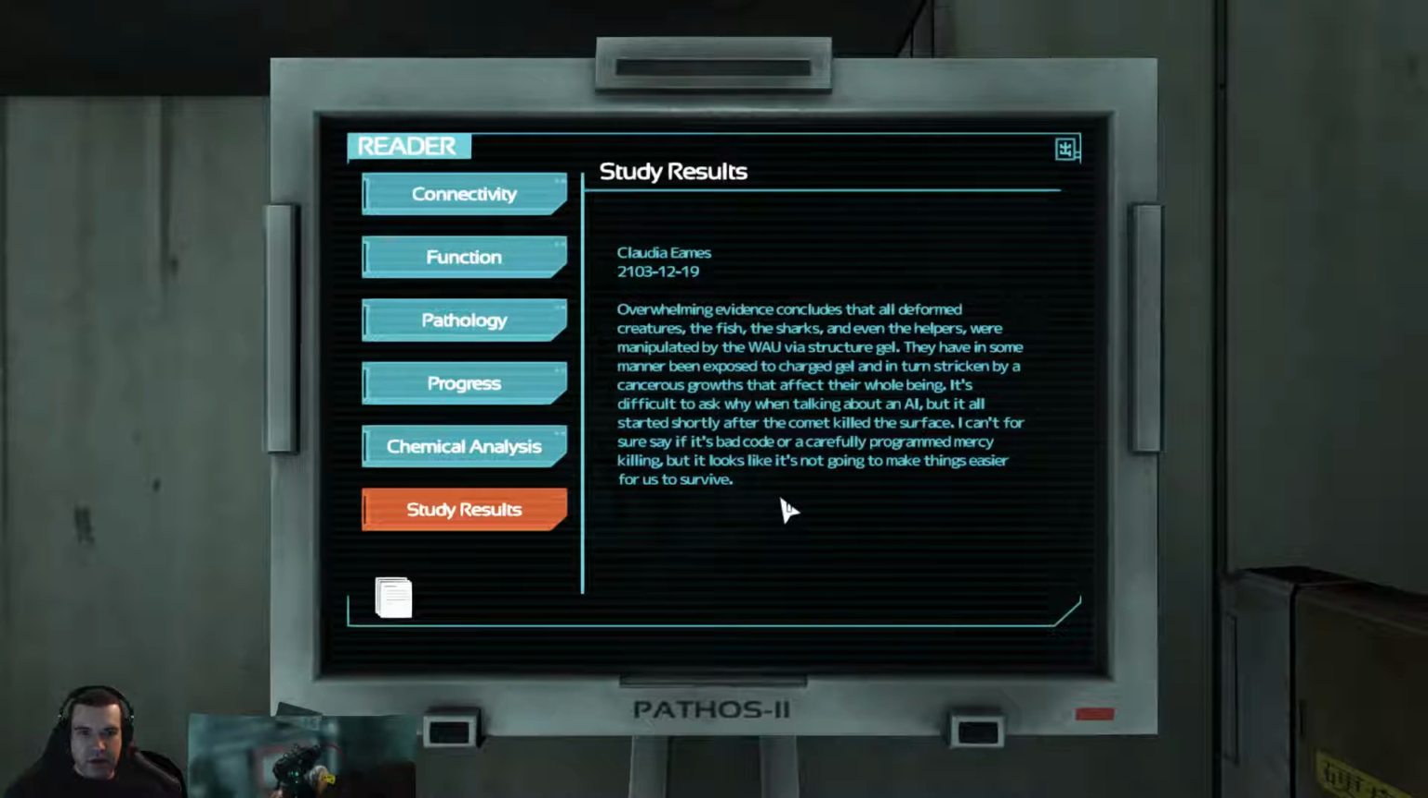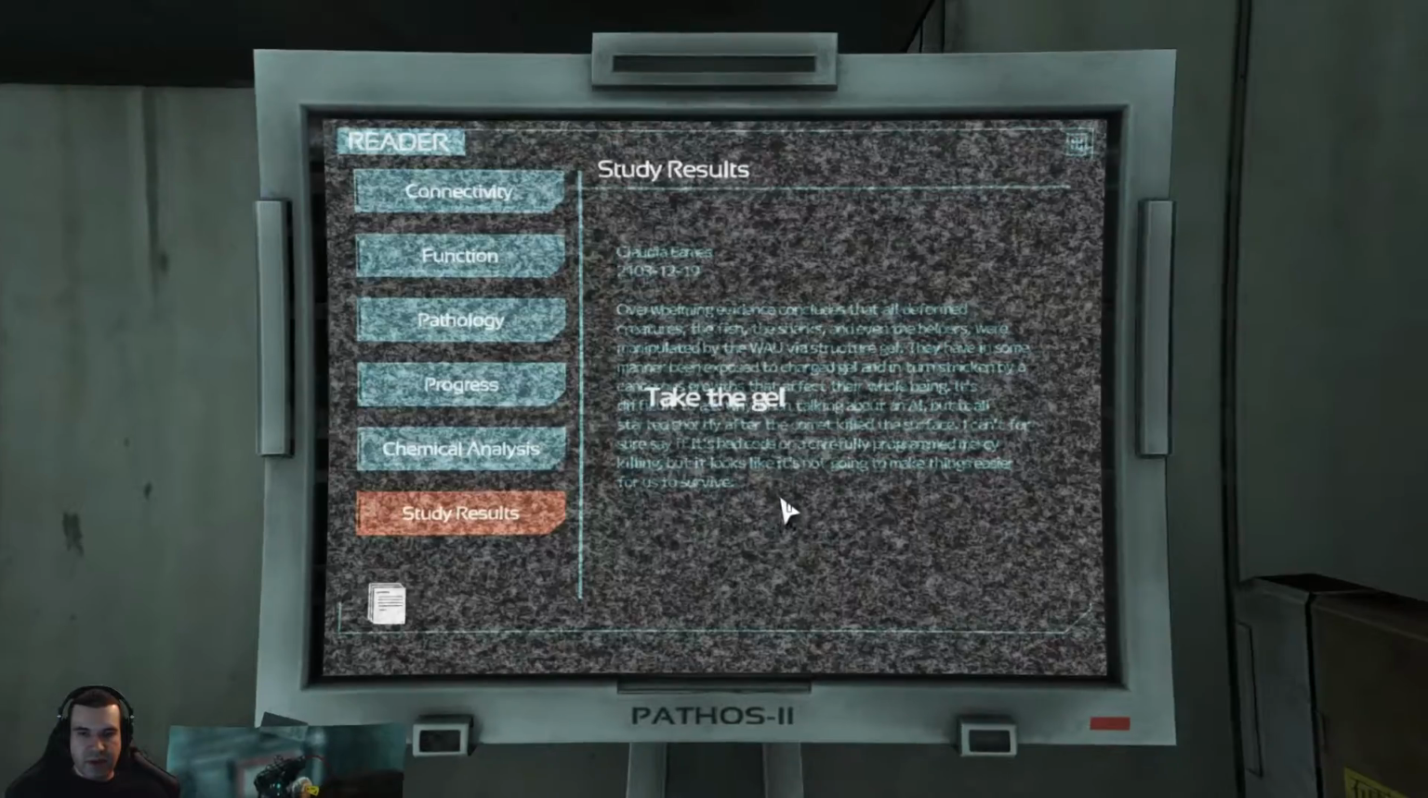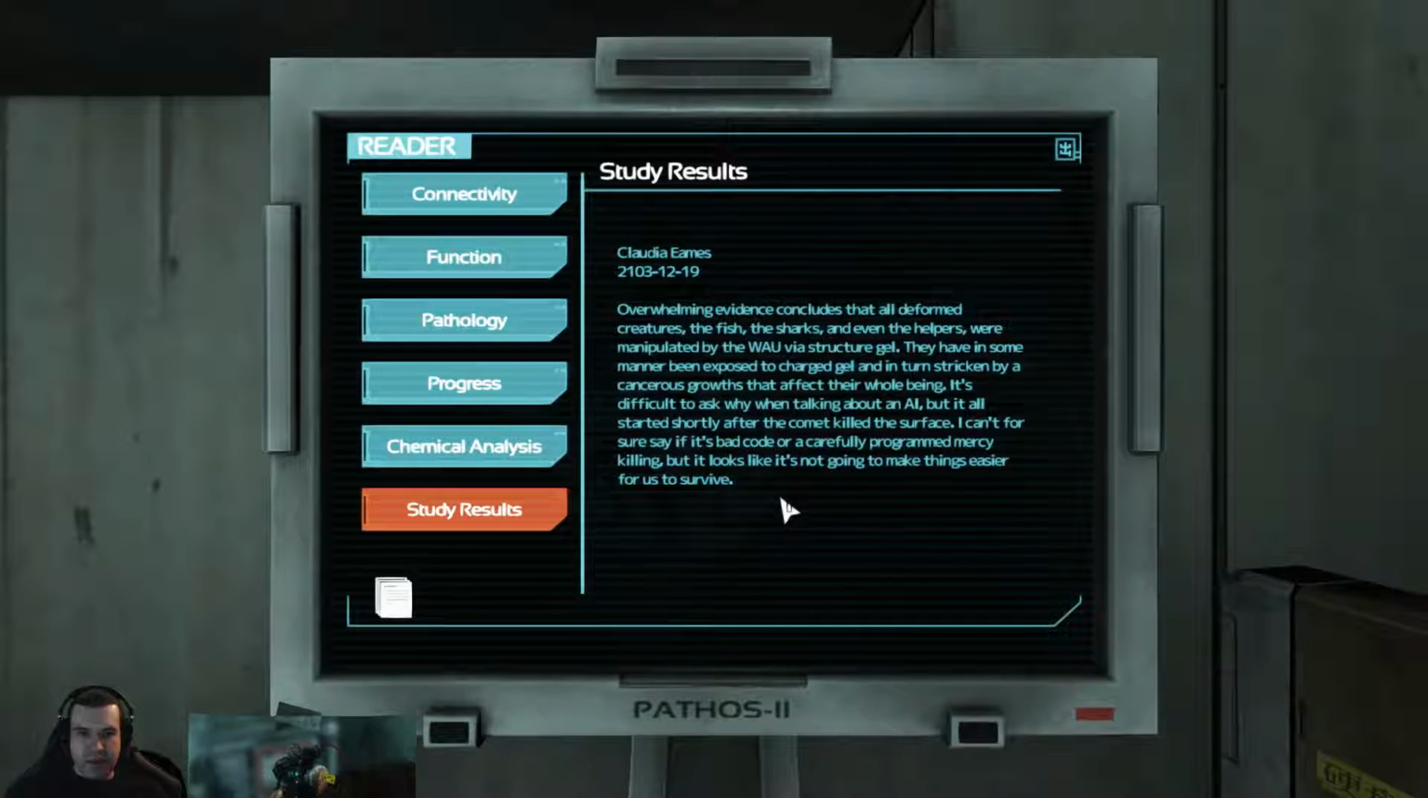Study result. Claudia Ames, 2103-1219. Overwhelming evidence concludes that all deformed creatures, the fish, the sharks, and even the helpers, were manipulated by the WoW via structure gel. They have, in some manner, been exposed to charged gel and in turn stricken by cancerous growths that affect their whole being. It's difficult to ask why when talking about an AI, but it all started shortly after the comet killed the surface. I can't for sure say if it's bad code or a carefully programmed mercy killing, but it looks like it's not going to make things easier for us to survive.